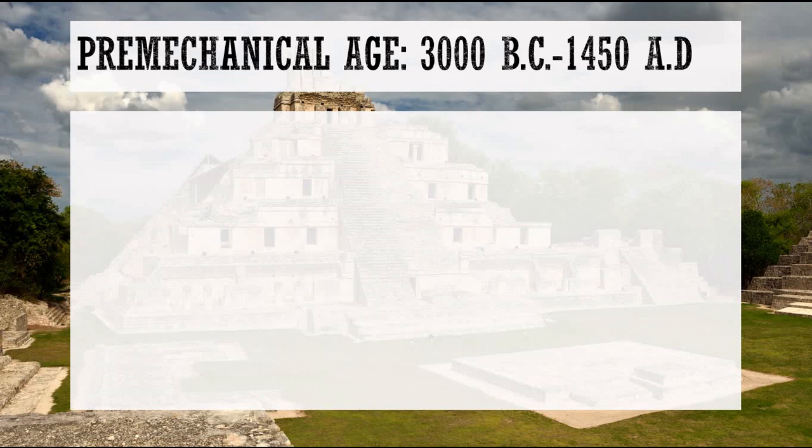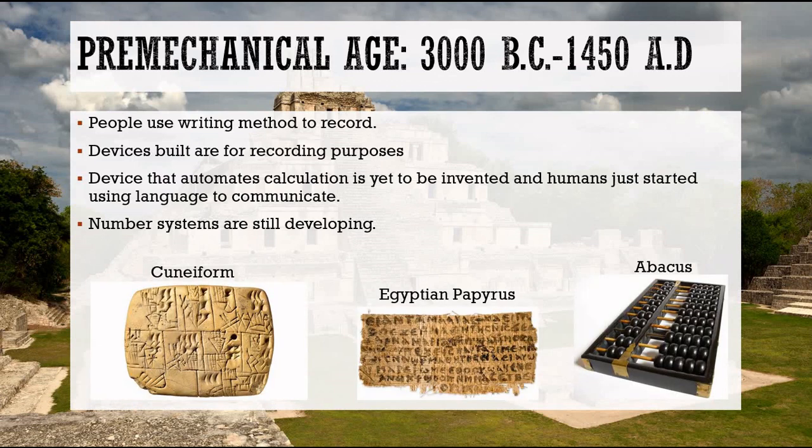So let's first tackle the pre-mechanical age. The earliest age of technology has been dated back to the pre-mechanical age between 3000 before Christ and 1450 Anno Domini. Human beings at that time primarily communicated with each other using simple pictures and drawings. Cuneiform is the first writing system.